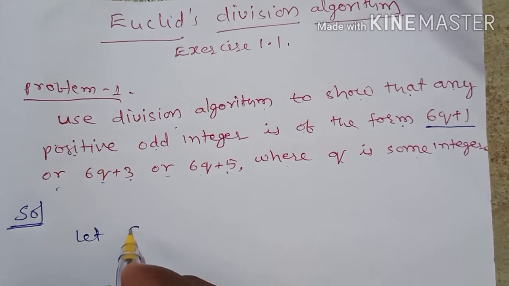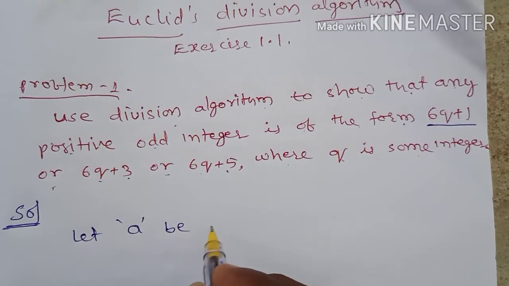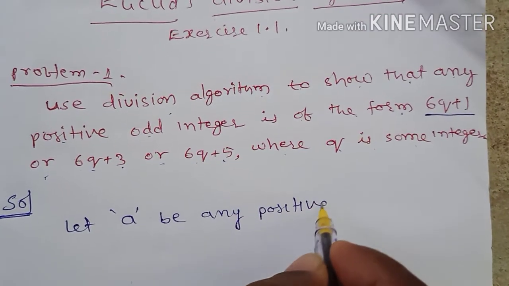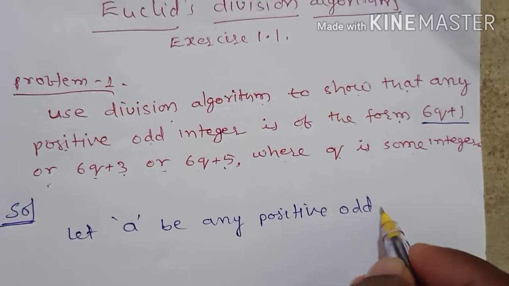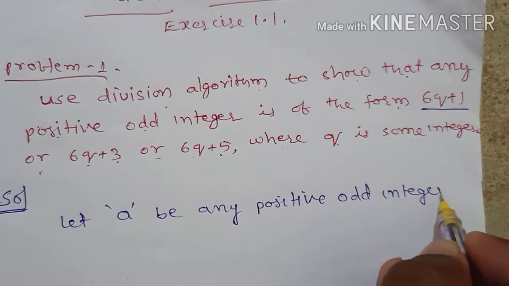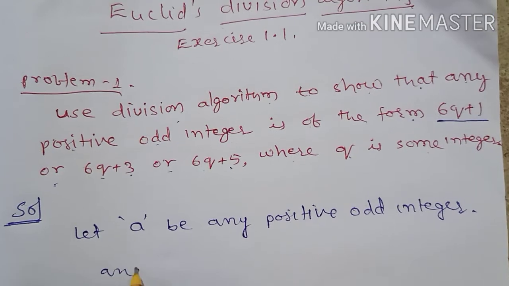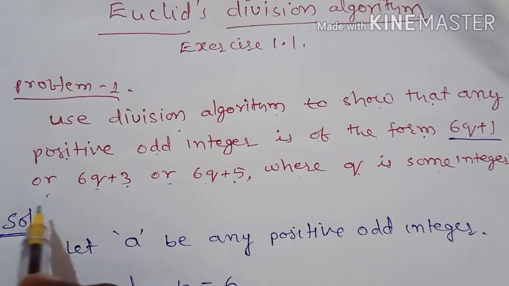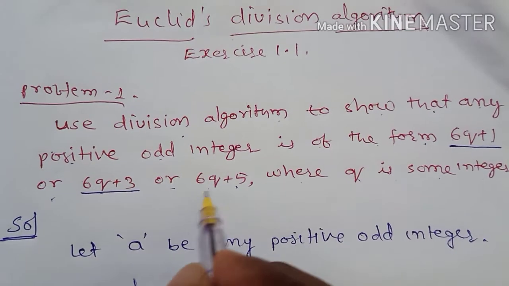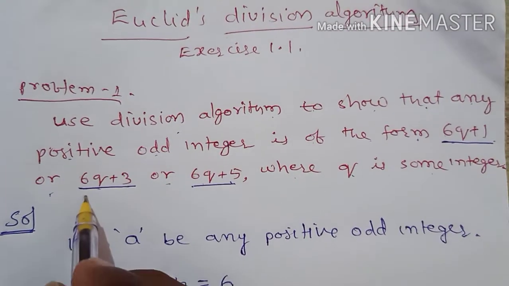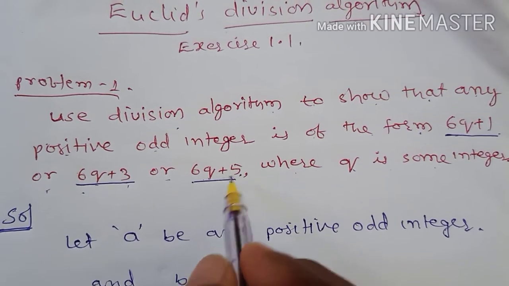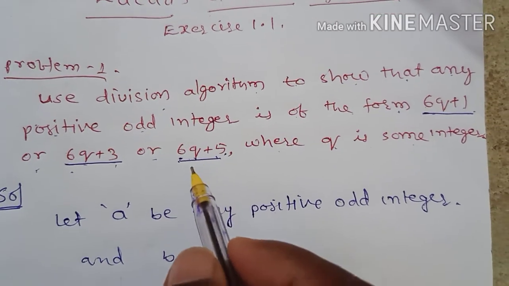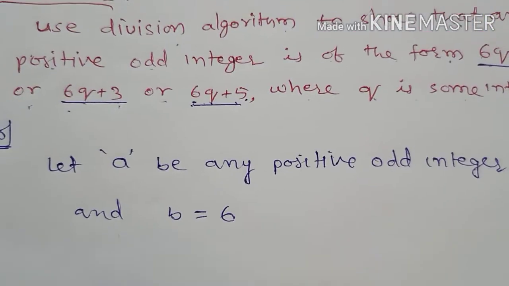Let a be any positive integer and b is equal to 6. Why are we taking 6? Let us observe here: 6q plus 1, 6q plus 3, 6q plus 5. Here b is a divisor and q is some quotient. So b is equal to 6.